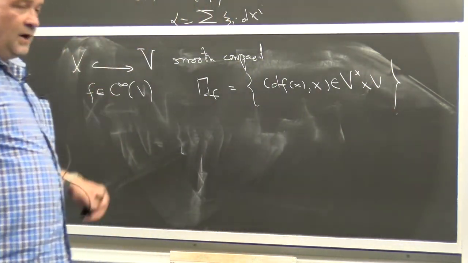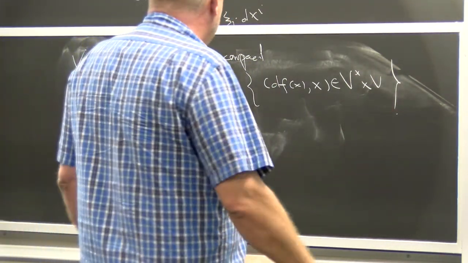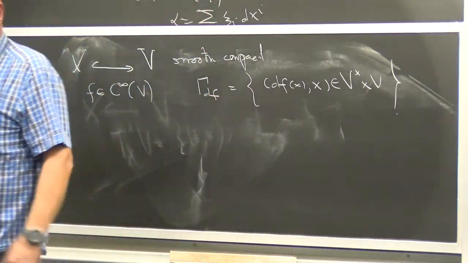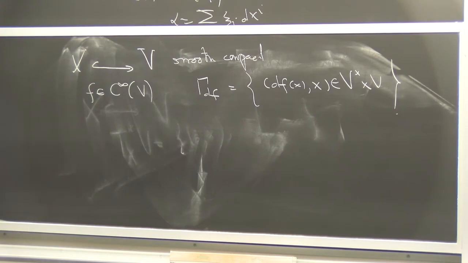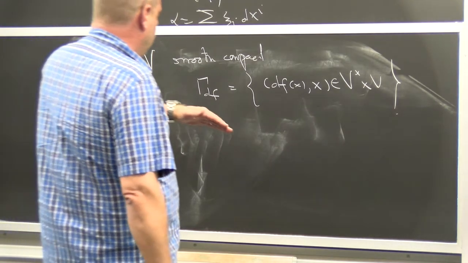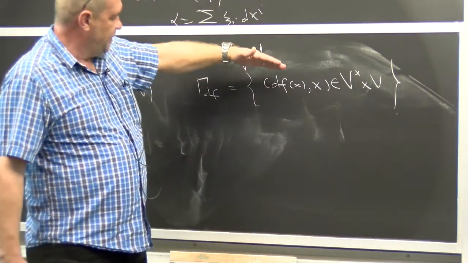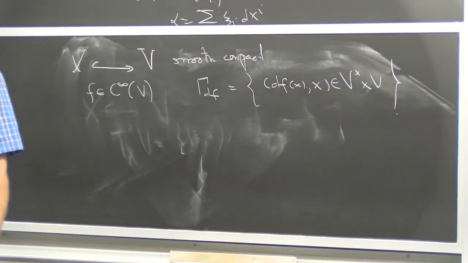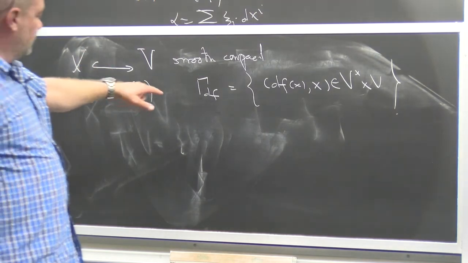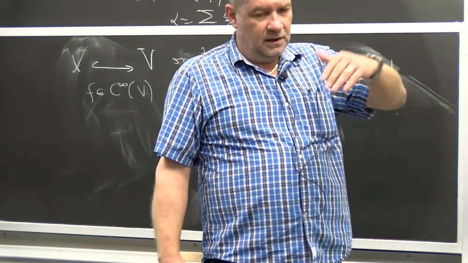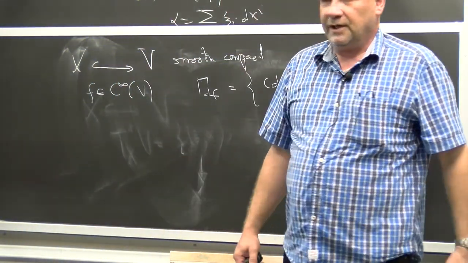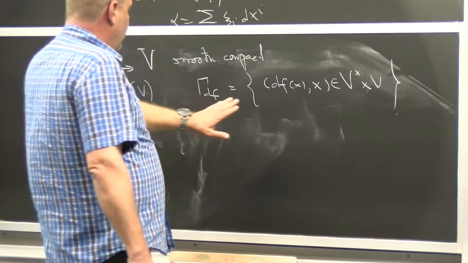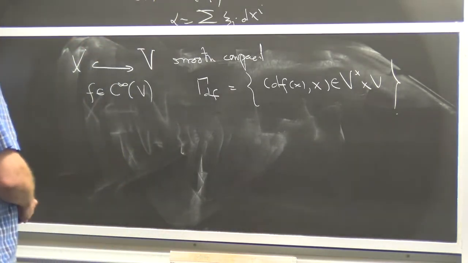And it's well known that this is the Lagrangian submanifold in the cotangent bundle. And obviously the projection from the graph to V is a diffeomorphism. So in particular, the graph of the differential has a natural orientation. It's just pulled back from the orientation of V. So here we have an oriented Lagrangian.